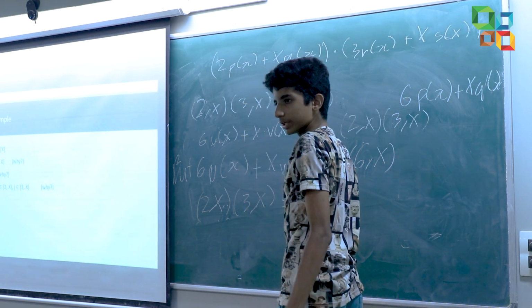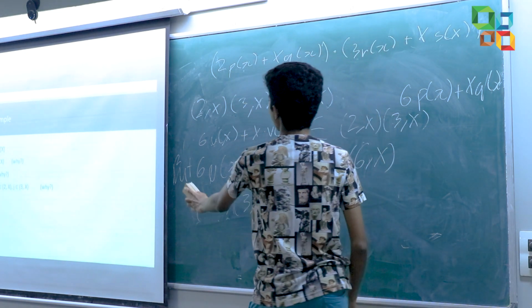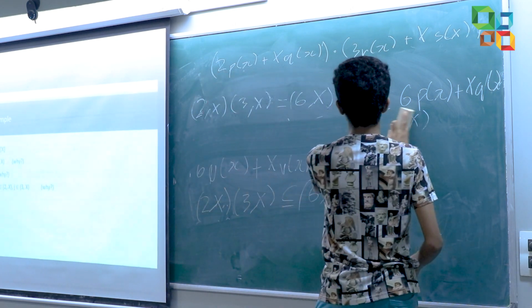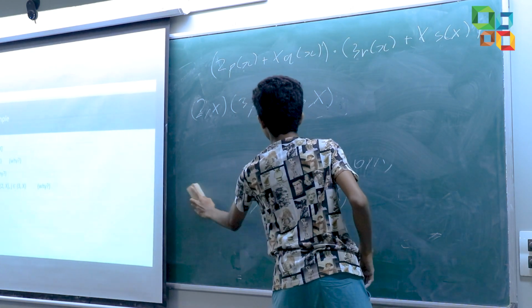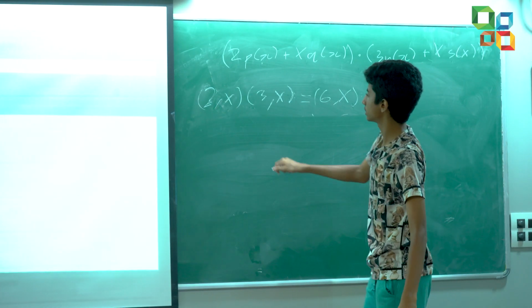Okay, did you guys get this part till here? Fine. Now we'll show the other relation. You can work it out on your own side by side, so you'll understand more. Now you take 6 comma x.